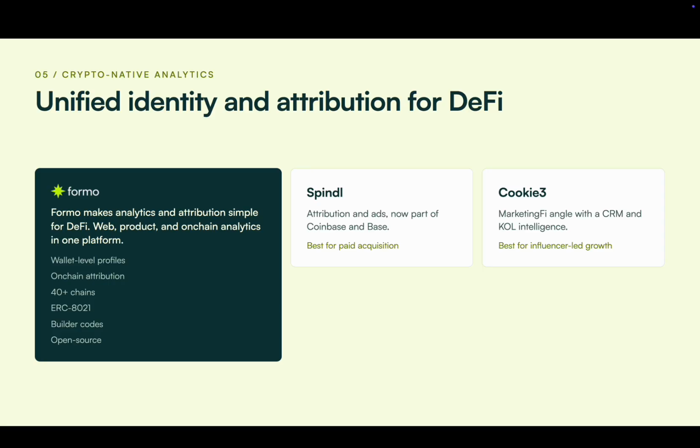This gap is what crypto-native analytics platforms were built to solve. Instead of treating wallets as external data, they make wallets part of the core data model. That allows them to connect acquisition, product usage, and on-chain activity in one place. The key capability here is unified identity and attribution. Linking wallets to sessions, campaigns, and user activity creates a complete view of the journey from source to transaction. That's the main difference between crypto-native analytics and traditional analytics.